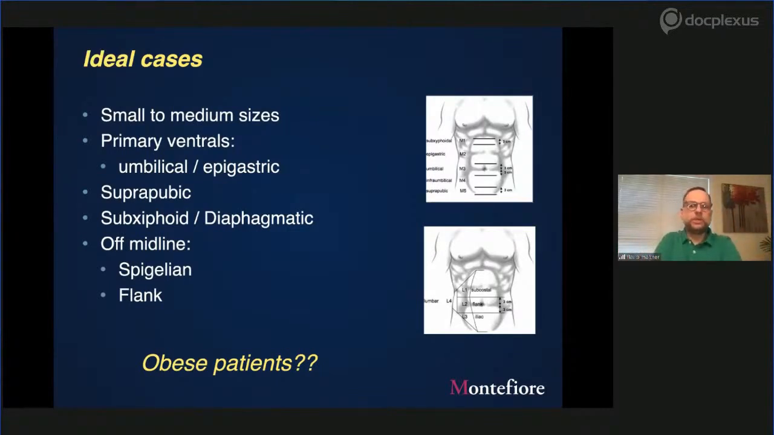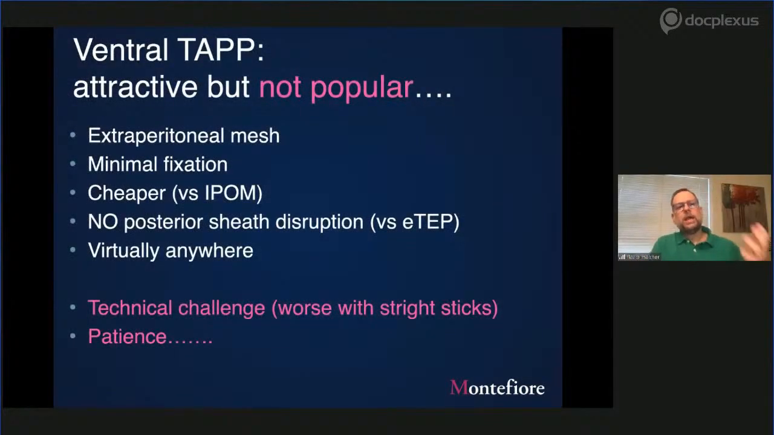It's easier when a patient has a thicker peritoneum. I've seen thin patients with a thick peritoneum and extremely obese patients with a very thin peritoneum. So I don't think that I really agree with obese patients. But why is it so attractive, as I just showed you? It's an extraperitoneal mesh, and you don't have all those possible problems of IPOM. You can use a cheap mesh with minimum fixation. You don't disrupt the posterior sheath as you need to do in an E-TEP. You can do it virtually anywhere on the cavity.